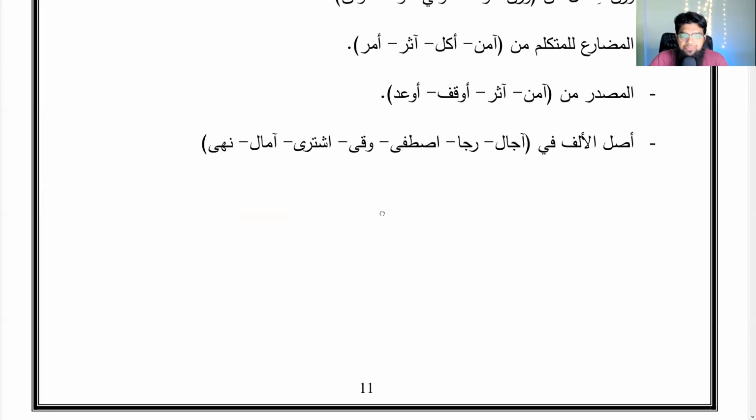But 99% of the time, anytime you see it written like a ya, it's a ya. Like an alif, it's a waw. Radia is from ridwan. You have to know the masdar. It's radiya, and then it was written like a ya.